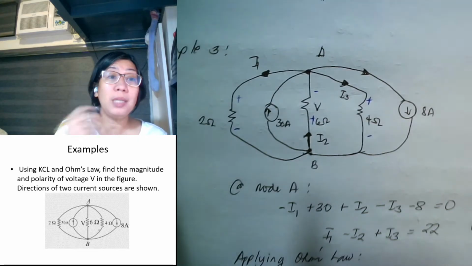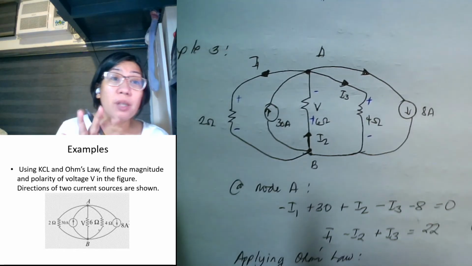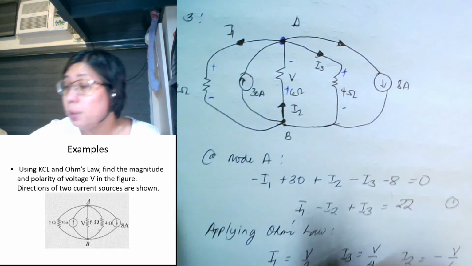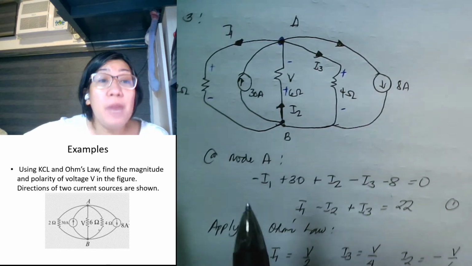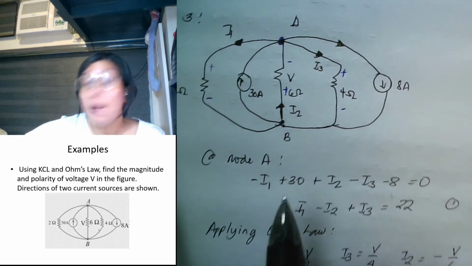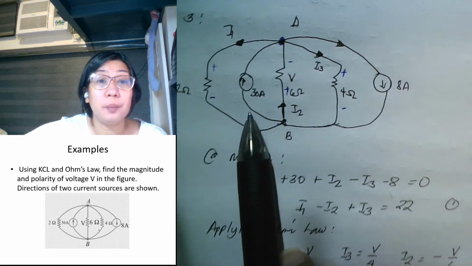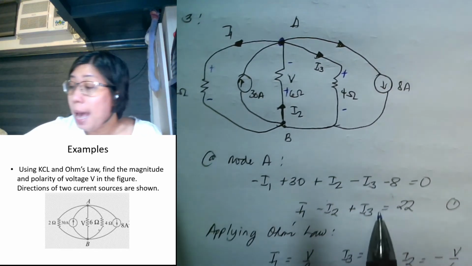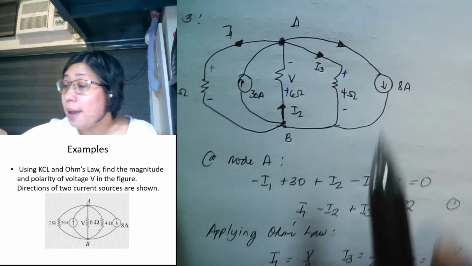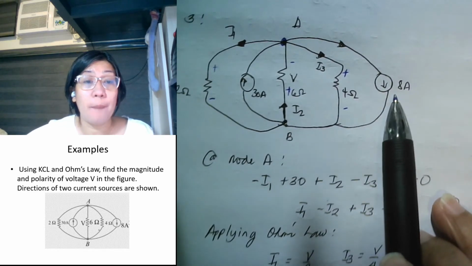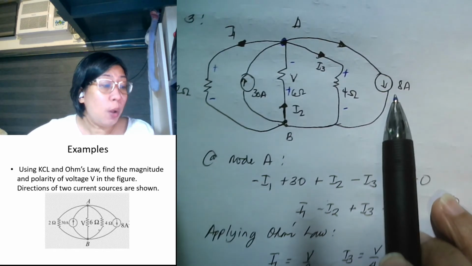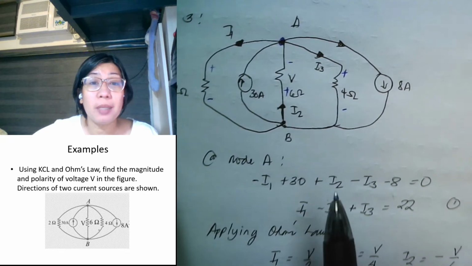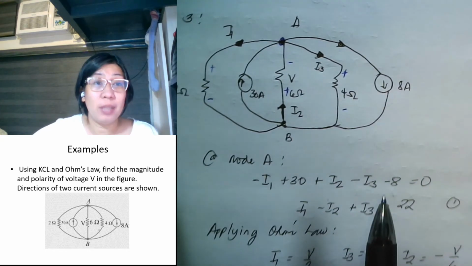Okay? So, since I will be using KCL, I will be concentrating more on the currents first. So, at node A, this is my node A, I have a leaving I1, I have an entering 30 amperes, I have an entering I2, I have a leaving I3, and I have a leaving 8 amperes. Okay? So, what I have here is minus I1 plus 30 plus I2 minus I3 minus 8.